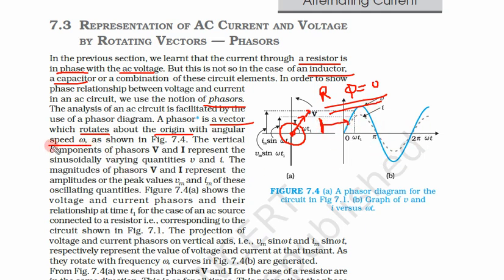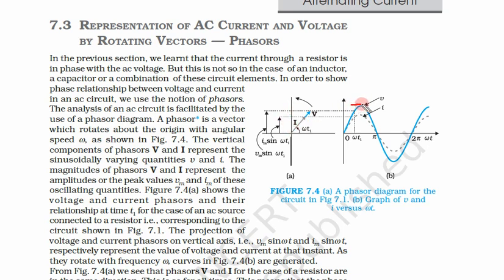And what is the speed? The angular speed is omega, as shown here. And what is the magnitude? The magnitude is the maximum voltage or maximum current. Suppose this is the maximum voltage, this is the magnitude of the voltage phasor, and this is the magnitude of the current phasor, according to the maximum voltage or maximum current.